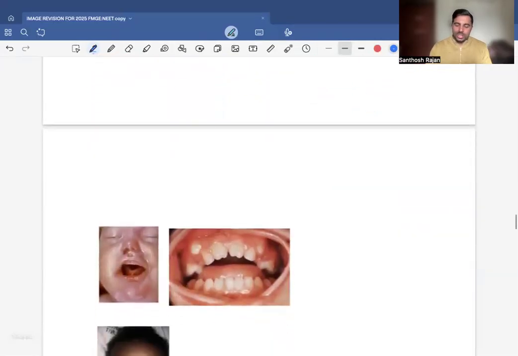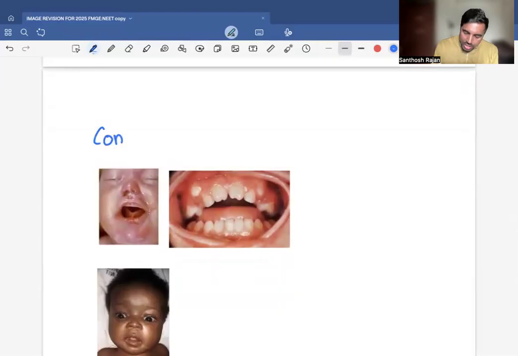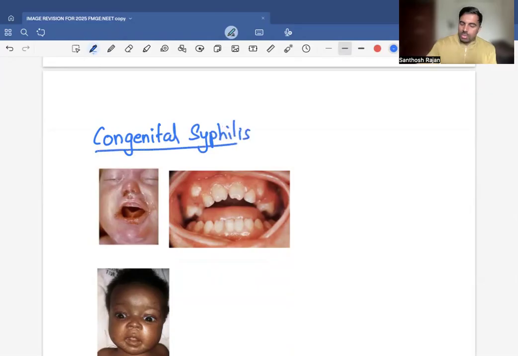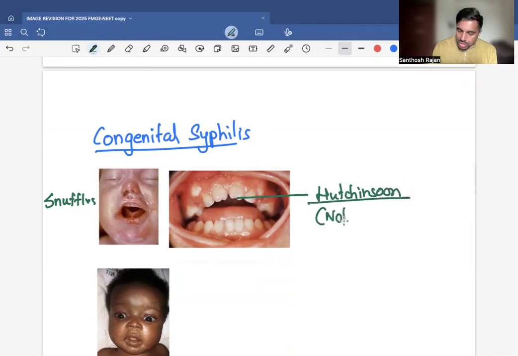Now, these are the congenital syphilis findings. You must be thorough with this in your pediatrics already, but it doesn't matter because we are in microbiology. You see these are the snuffles, we call it rhinitis, that is the nose. You see the notched Hutchinson teeth, because that is the notched incisor.